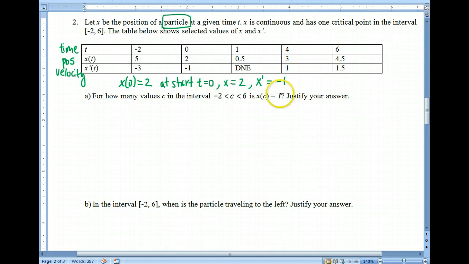I would think so, but I'm not sure. So I'm interested in what interval? Between -2 and 6. Between -2 and 6. So why don't you draw a little graph to see if it'll cross 1. So that's the easiest thing to do. First draw a graph of those points.